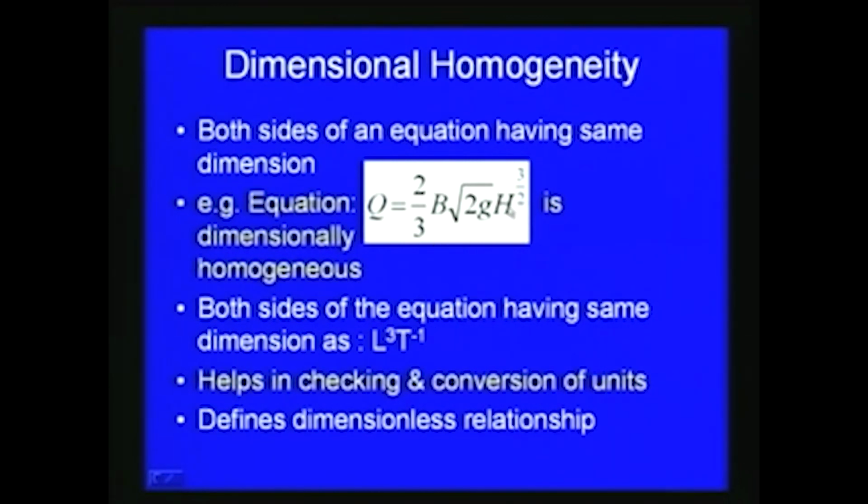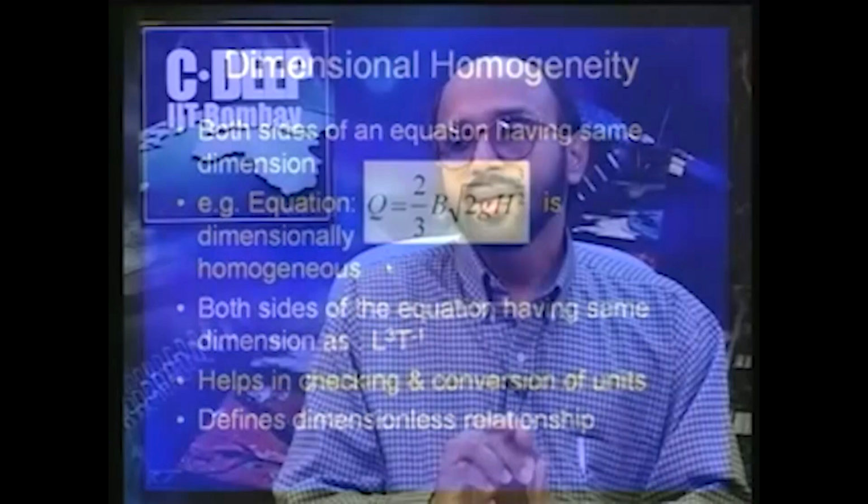So if we use that, then finally the dimensions of both sides will be the same. You can see that both sides of the equation have the same dimension, L cube into T to the power minus 1. So this important aspect is generally used in dimensional analysis for various problems.